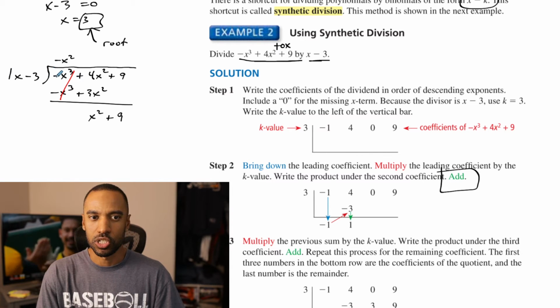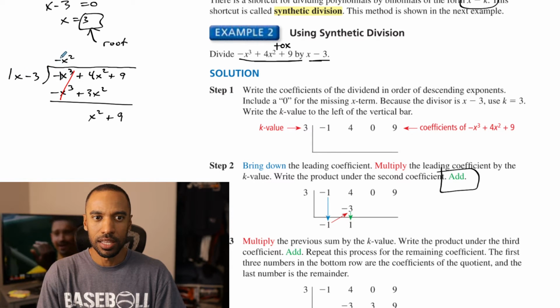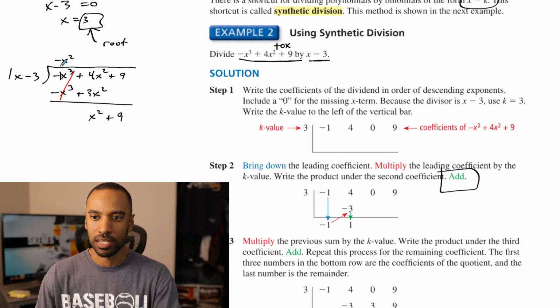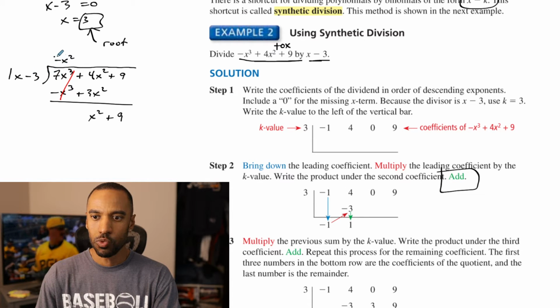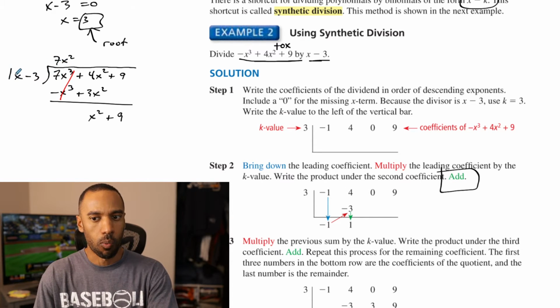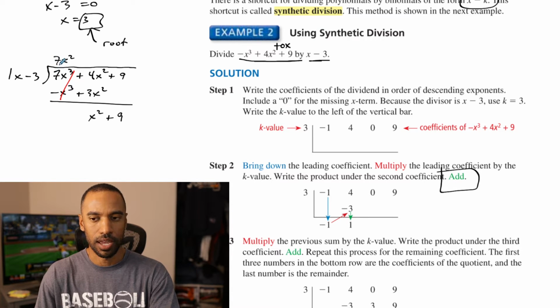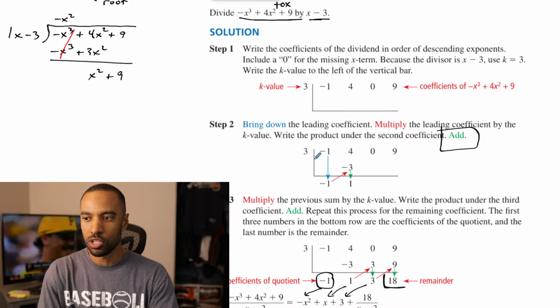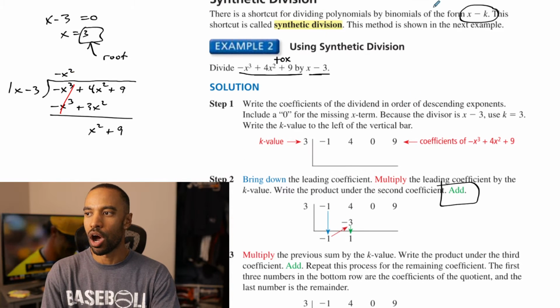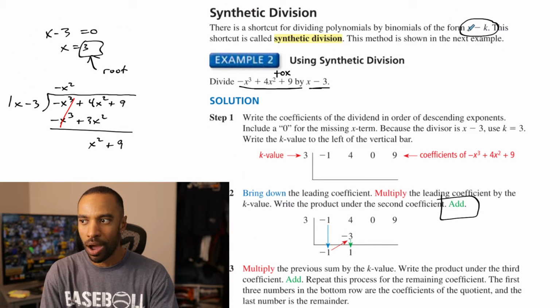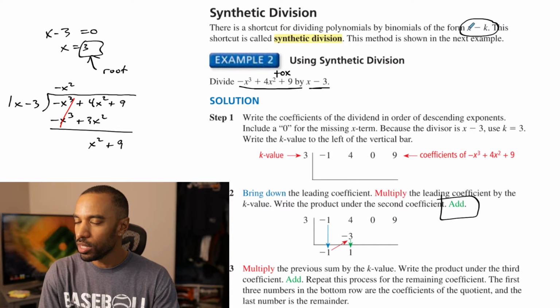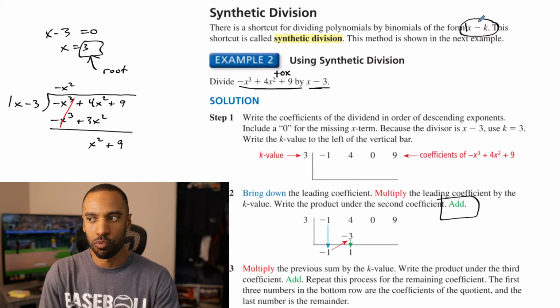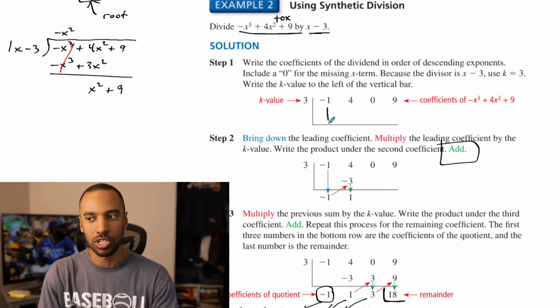1 times anything is just that number. If this is a -1, this will be a -1. If this was a 7, this will be a 7, because this is just a 1x. 1 times 7 is 7, right? 1 times 700 is 700. So no matter what, that will always still be the leading coefficient, because we are always dividing by a 1x minus k. This only works if this is a coefficient of 1. It doesn't otherwise. You couldn't just bring it down.